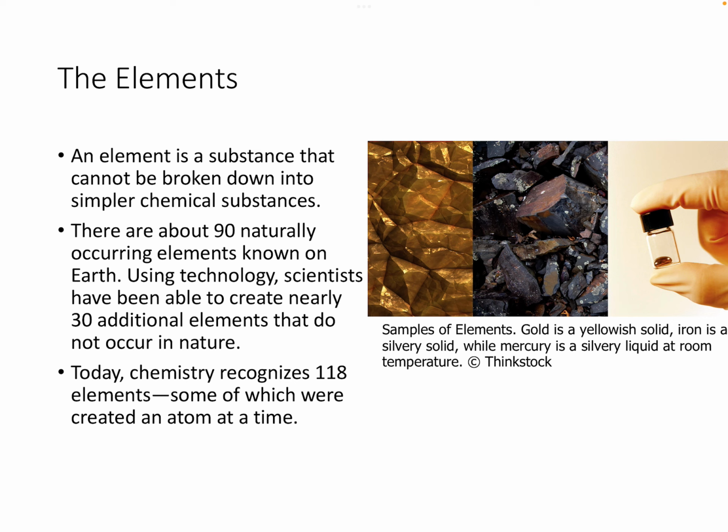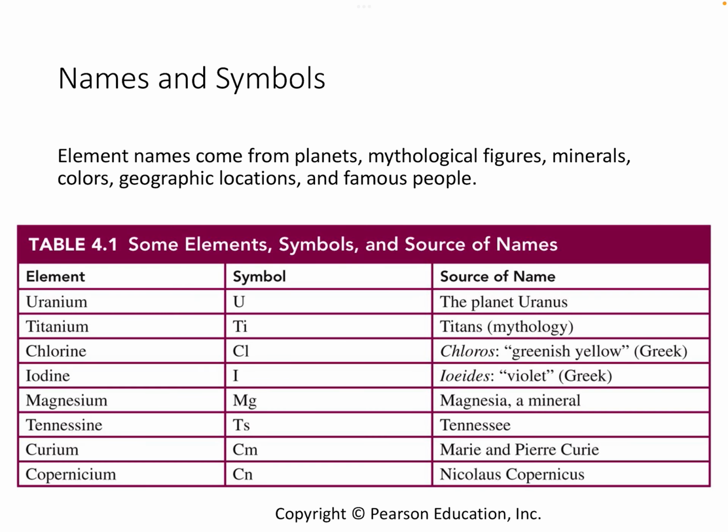Now off to the side, I have some pictures of different elements. On the left is gold. In the middle, we have iron. And on the right, we have a sample of mercury. Now, every element has a very specific name and symbol. And some of these names come from planets or mythological figures, different colors, or even locations. And some are named after famous people like Einstein.